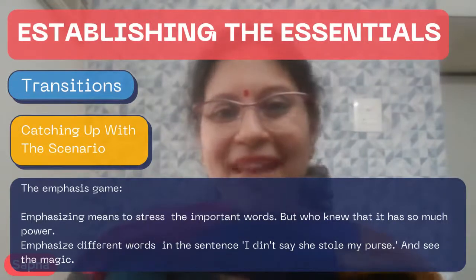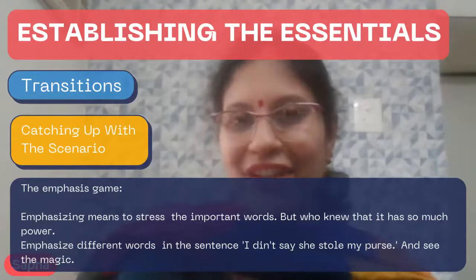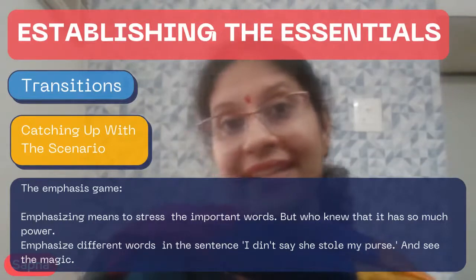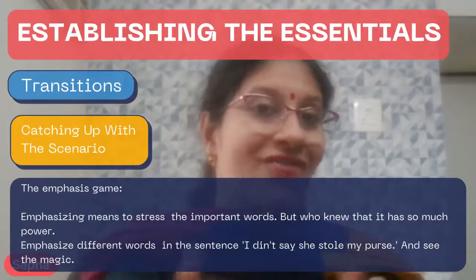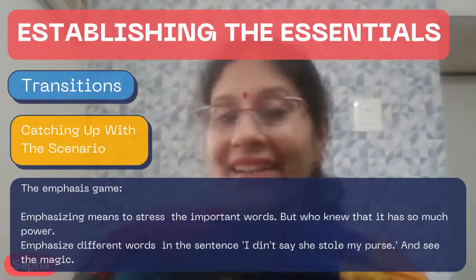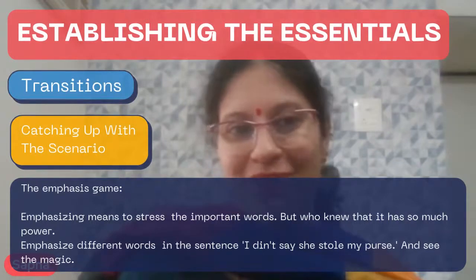So now you see how, when you emphasize and stress upon different words in the English language, the meaning of the whole sentence is going to change. Even if all of the words that you have written for each of these sentences are exactly the same, even then, emphasizing has so much power, right?